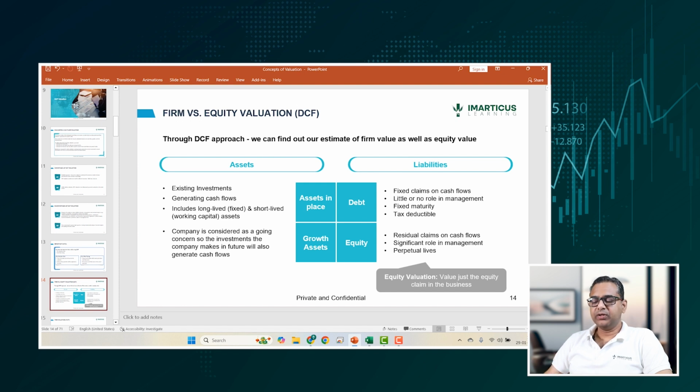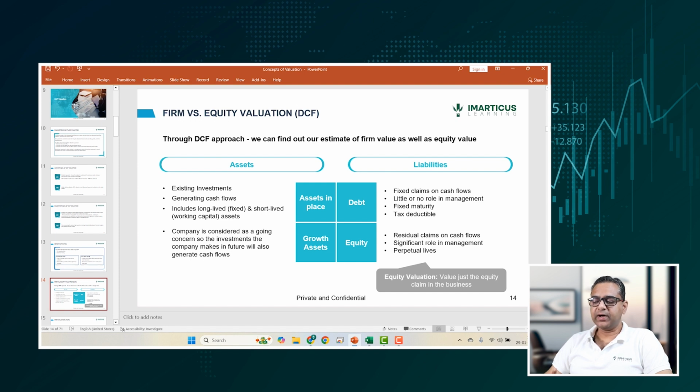That is their claim on the free cash flows, which are getting generated from assets in place and growth assets. So we need to pay them, and then the remaining cash flows belong to equity capital providers. They have a residual claim on cash flows, and they play a significant role in management, and their claim is perpetual. So there is no fixed maturity for equity capital providers.